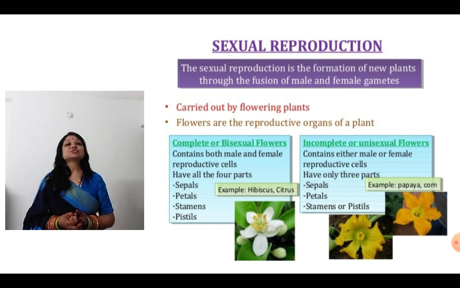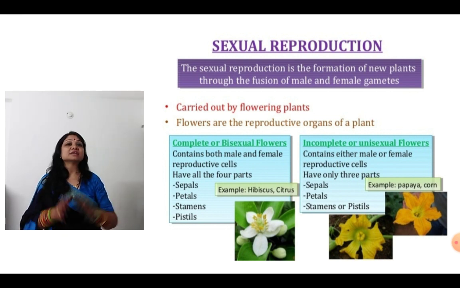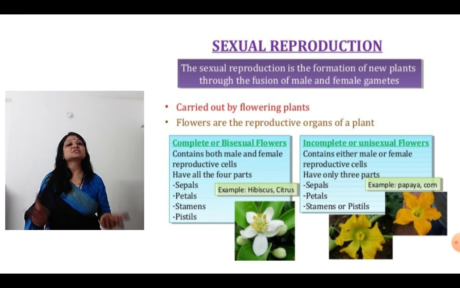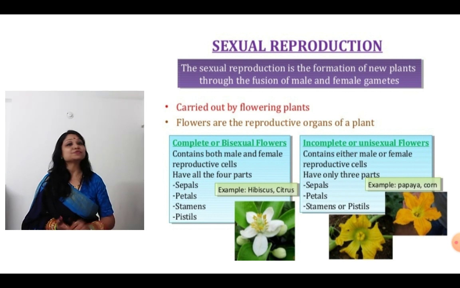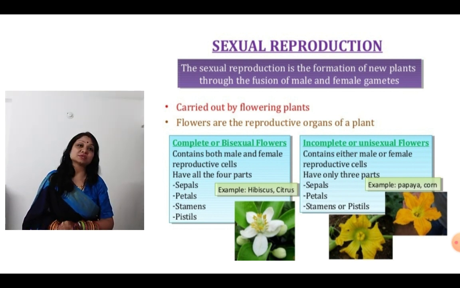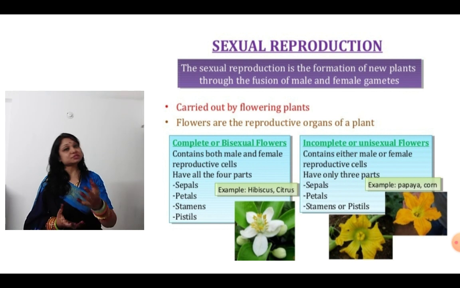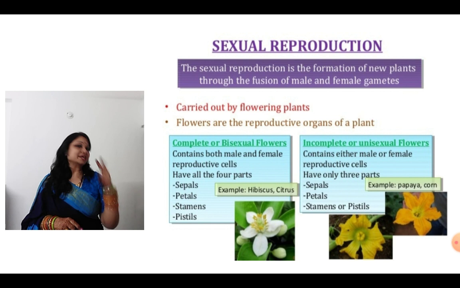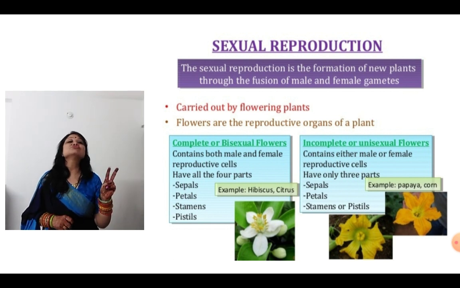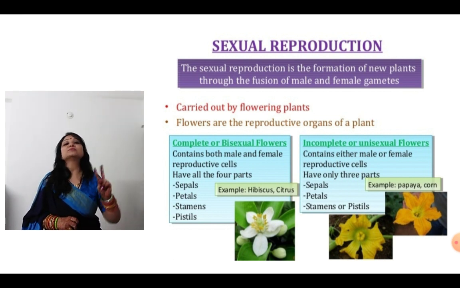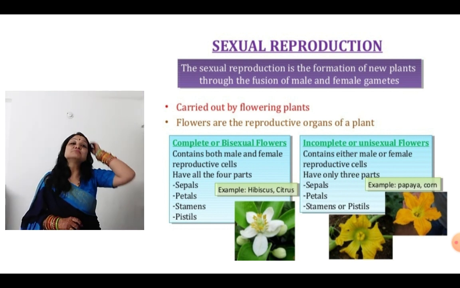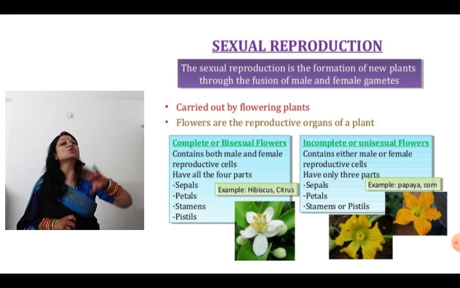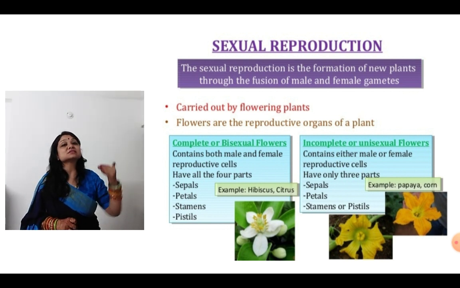Now I would like to tell you about bisexual flowers and unisexual flowers, or I should say complete flower or incomplete flower. But mainly in scientific terms we use the terms bisexual and unisexual. Very easily you can tell that bi means two and uni means one. Bisexual means those that have both sexes, both male and female reproductive cells. Those types of flowers are called bisexual flowers. They have all four parts: sepals, petals, stamens, pistil.